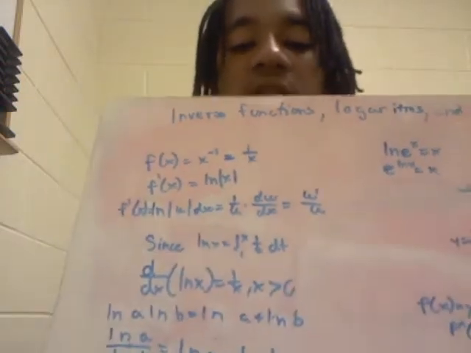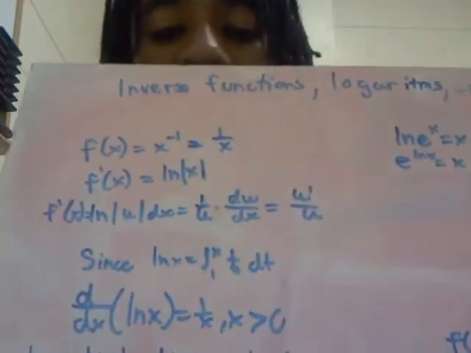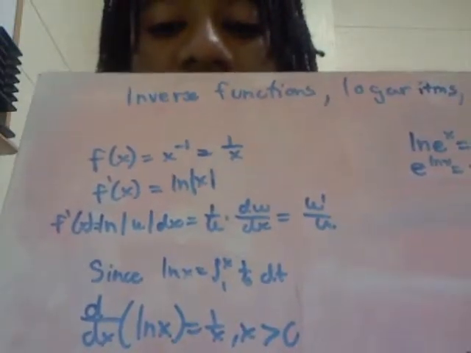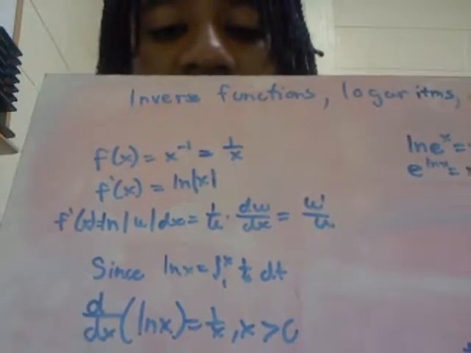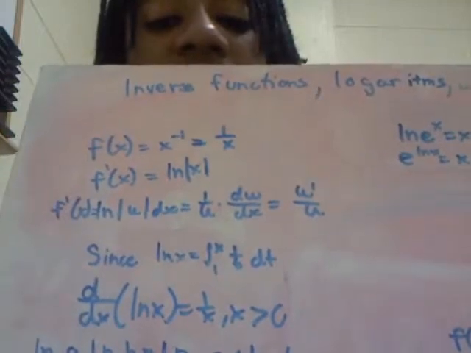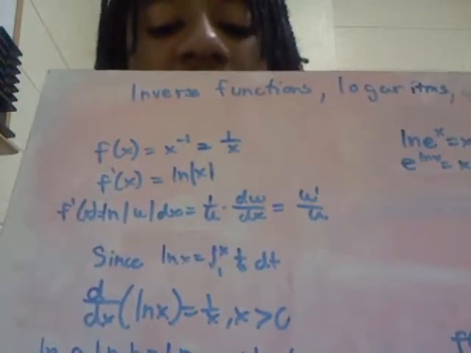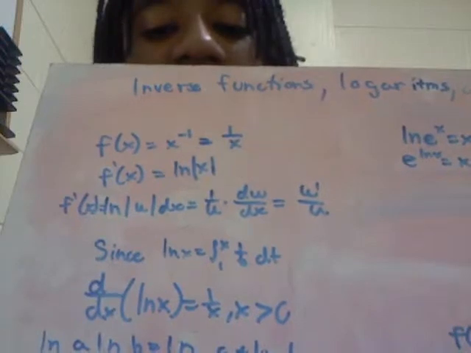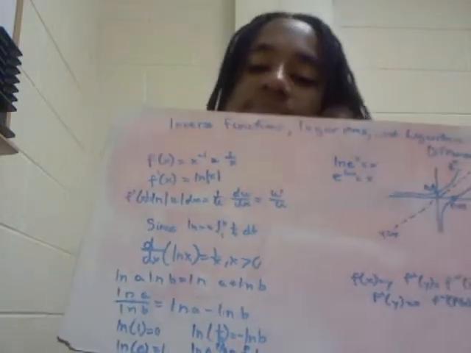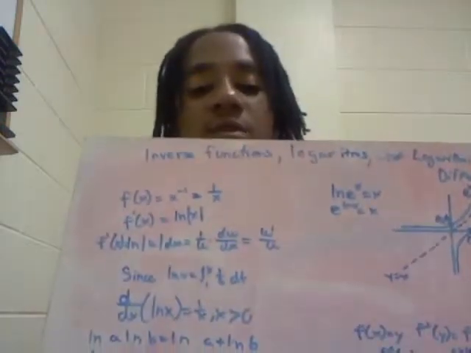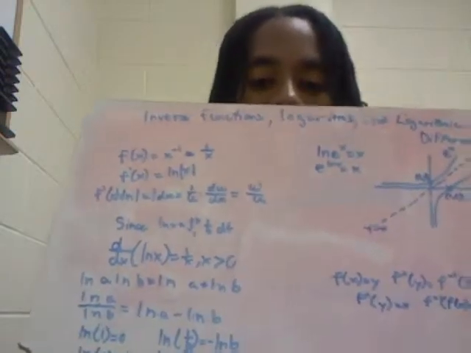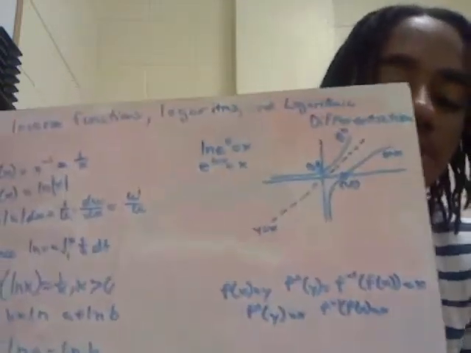Now, since natural log equals the integral from 1 to x of 1 over t dt, the derivative of natural log of x with respect to x will equal 1 over x. And x has to be greater than 0 because all forms of natural log of x must be positive and real numbers.